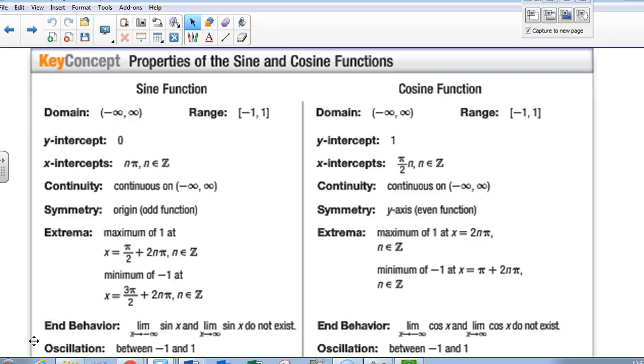All right, this is a really information-packed slide. It talks about domain and range, which we did yesterday, but it also talks about some crazy things, like the sine graph basically intercepts the x-axis every multiple of pi. So at 0, pi, 2 pi, 3 pi, okay? Whereas the cosine graph has intercepts at pi over 2 and every multiple of pi after that.